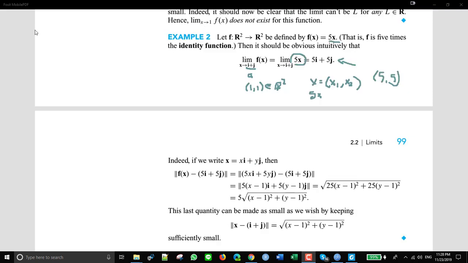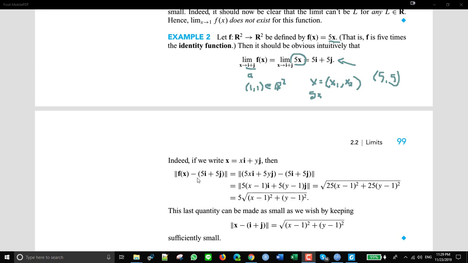Okay, so how can we write this out a little bit more explicitly? Remember, x is in R2, so we'll write it as xi plus yj. I would write it this way, but they're writing it this way, so we could just write it as (x, y). If we write x this way, then we want to show that the limit is this, which means that we can get as close to this as we want by making the distance of x from i plus j as small as possible. So let's see what that means.